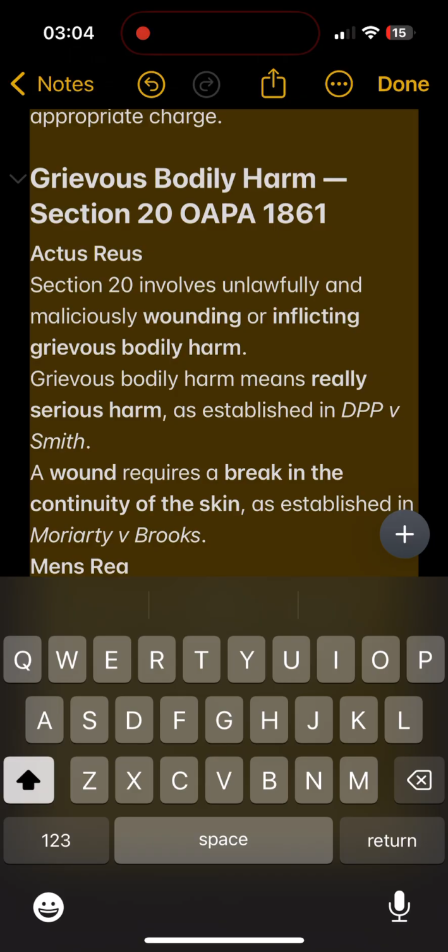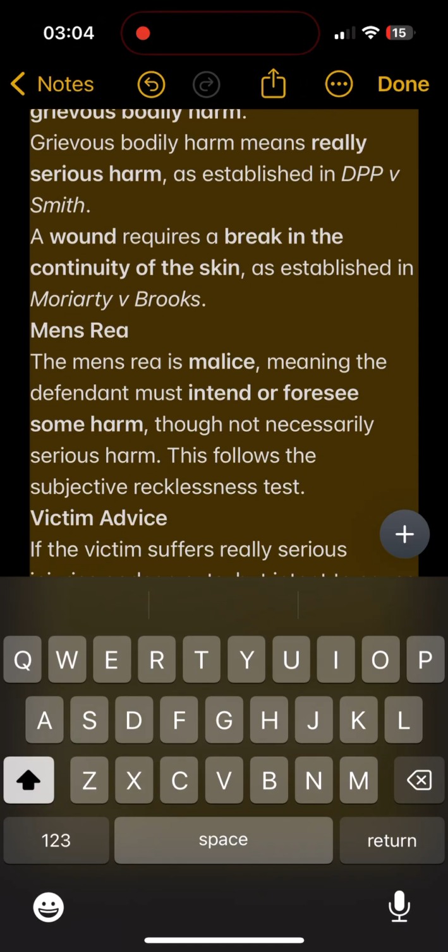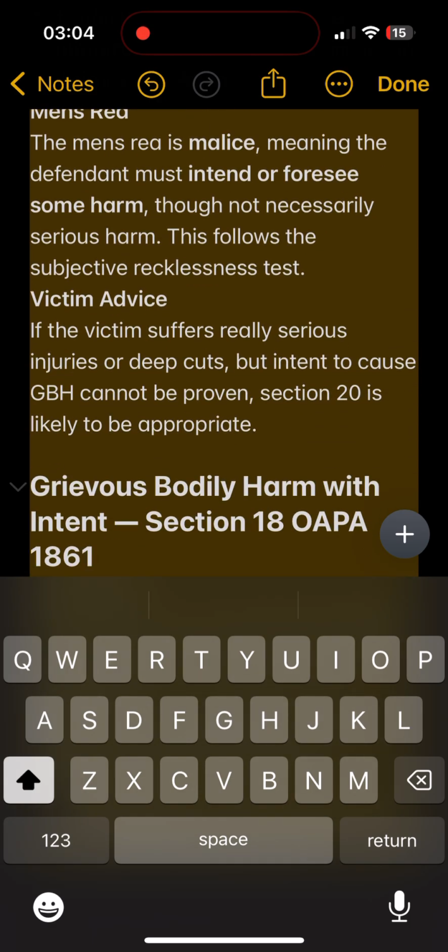Grievous bodily harm, Section 20 OPA 1861. Actus reus: Section 20 involves unlawfully and maliciously wounding or inflicting grievous bodily harm. Grievous bodily harm means really serious harm, as established in DPP v. Smith. A wound requires a break in the continuity of the skin, as established in Moriarty v. Brooks. Mens rea: the mens rea is malice, meaning the defendant must intend or foresee some harm, though not necessarily serious harm. This follows the subjective recklessness test.